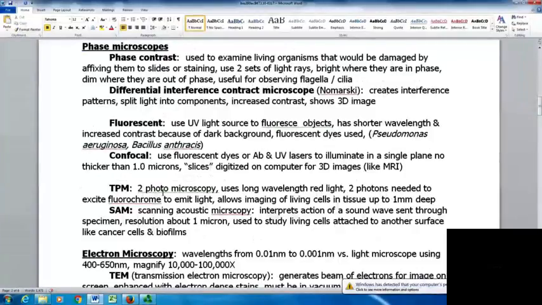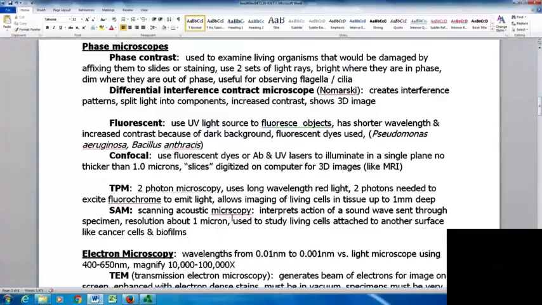TPM is two-photon microscopy. This uses long wavelength red light. Two photons are needed to excite the fluorochrome to emit light. This allows us to have images of living cells and tissue up to 1 millimeter deep.